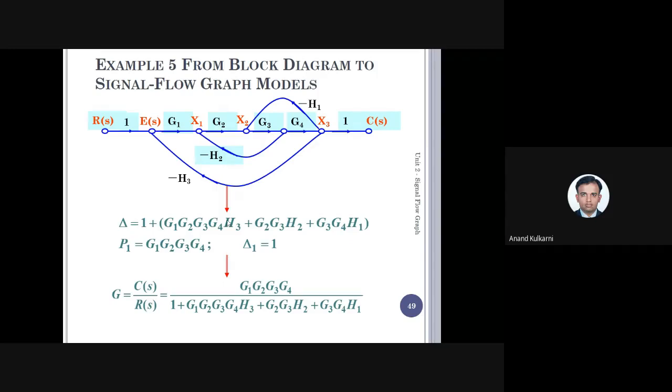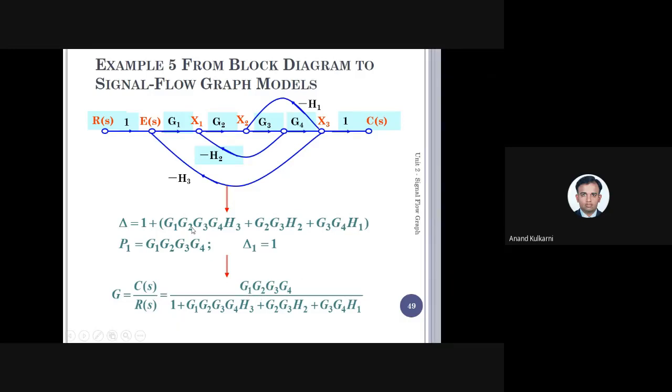L1, L2, L3 all have a negative sign, so that negative sign comes outside, so it is positive. The forward path is there, and since all the loops touch the forward path, delta 1 is 1. Therefore, the formula is P1 delta 1 divided by delta. Then what is delta? Delta is 1 minus the loop gains of G1, G2, G3, G4, H3, G2, G3 minus H2, that is minus again taken, then G3, G4 minus H1, again brought here. So this is 1 plus this. That is the problem.